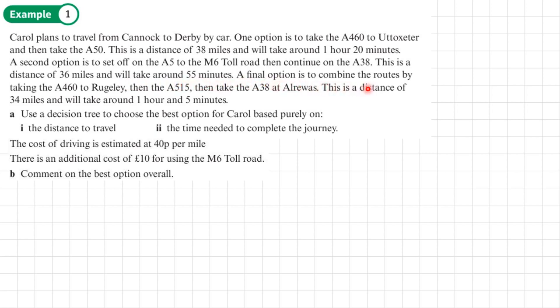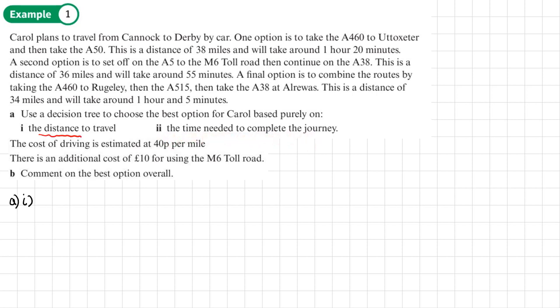A final option is to combine the routes by taking the A60 to Rugeley, and then the A515, and then take the A38 to Alrewas. This is a distance of 34 miles and will take around 1 hour and 5 minutes. Part A, we want to use a decision tree to choose the best option for Carol based purely on, first of all, the distance to travel, and then secondly, the time needed to complete the journey.